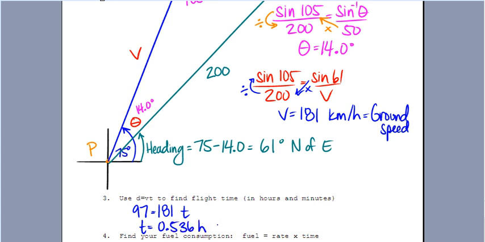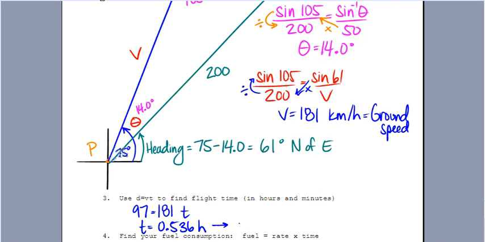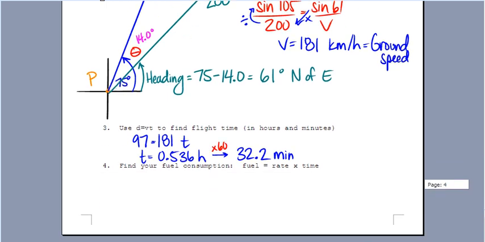And what I'd like you to do here as well is find it in minutes, because if you're a pilot and you come on the PA system and you tell people that your trip is going to be 0.536 hours, most people are going to have no idea what that is. So multiply by 60 to turn it into minutes. Much better. 32.2. Now people understand how long this trip is going to take. And again, that was a little multiplication by 60. So that's just to help people out so they're not confused by some decimal number of hours.